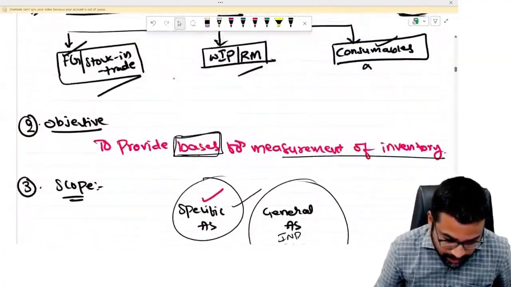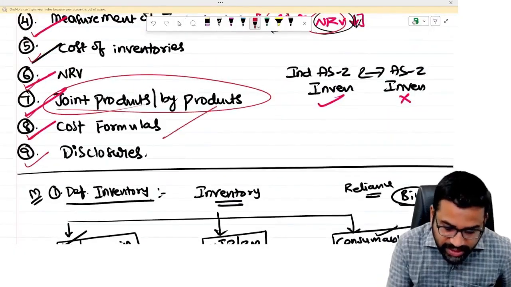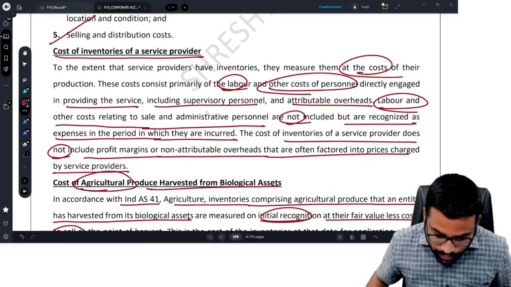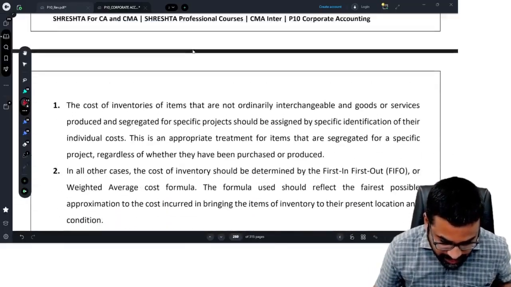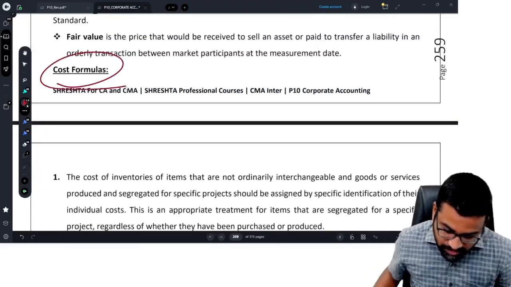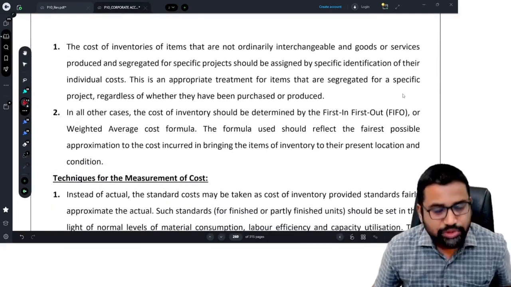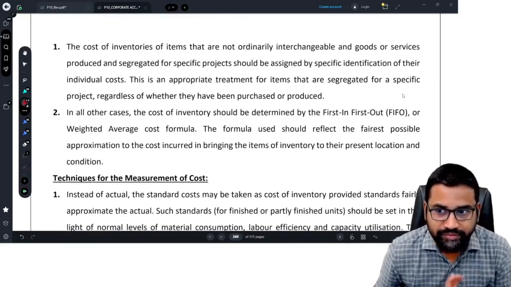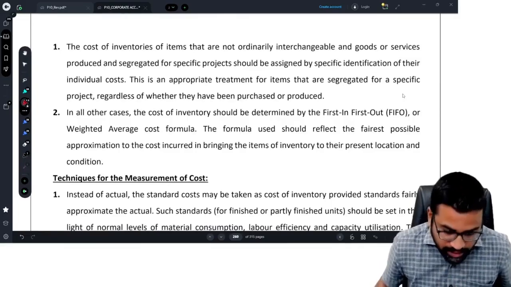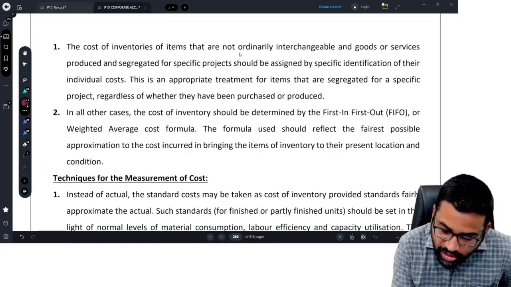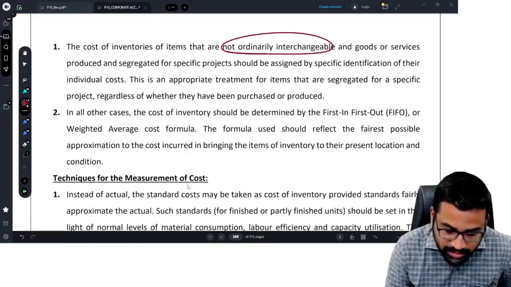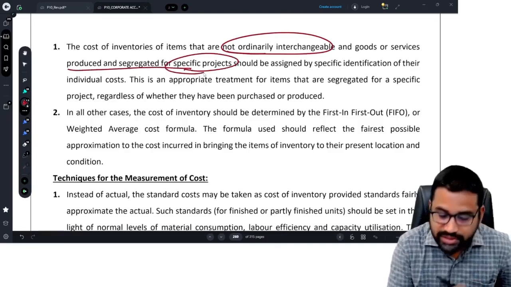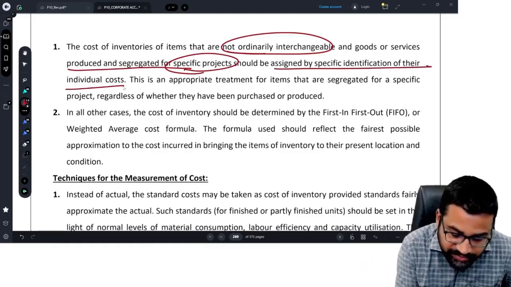Okay. Now next one, sir, cost formulas. See, in order to measure the inventory, there are certain formulas we will use. So what formulas generally will we use? The cost formulas. Okay. Suppose for example, FIFO method, weighted average method we will use. Here the cost of inventories of items that are not ordinarily interchangeable, and the goods and services produced and segregated for specific projects, should be assigned by specific identification of their individual costs.